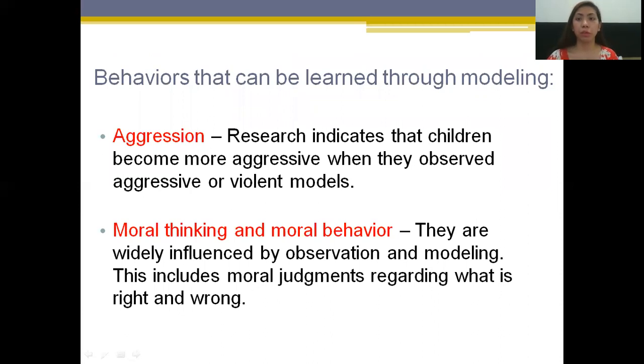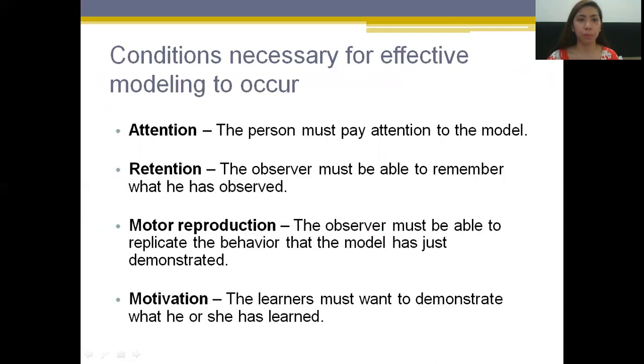Behaviors that can be learned through modeling are aggression and moral thinking and behavior. For aggression, research indicates that children become more aggressive when they observe aggressive or violent models. On the other hand, moral thinking and moral behavior are widely influenced by observation and modeling. It includes moral judgments regarding what is right and wrong.